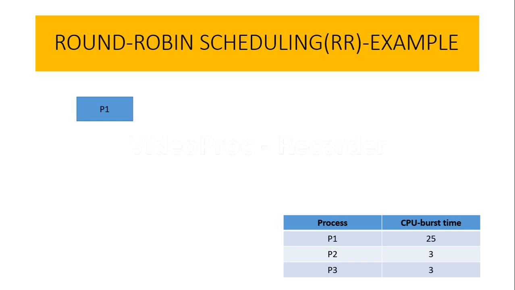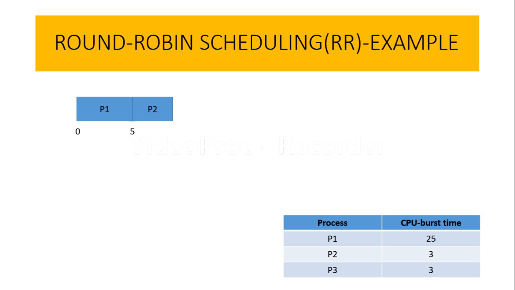Because within these 5 milliseconds it is not able to finish the execution, since it requires a total of 25 milliseconds, it finishes the first 5 milliseconds of execution and P1 is preempted. That means the CPU is taken away from P1 and given to process P2. So after 5 milliseconds the CPU is allocated to P2.